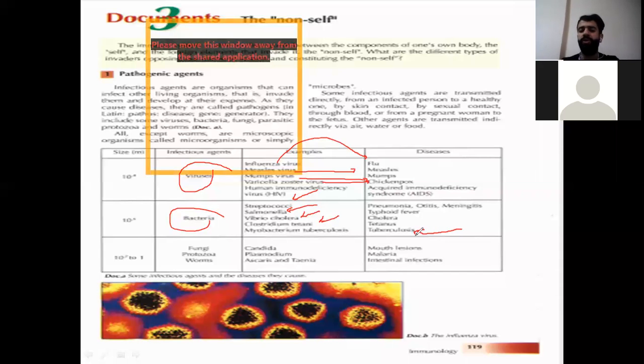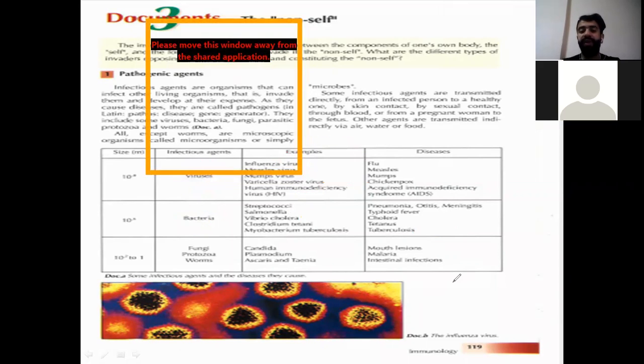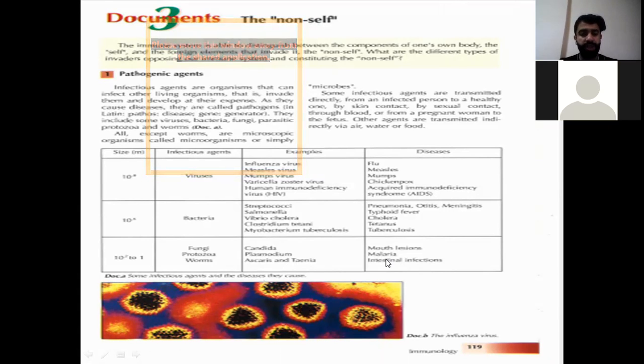You want to ask me, do you have to study these or not? You don't have to study this. Fungi, protozoa, and worms can cause mostly malaria, for example, and they can cause intestinal infections and mouth lesions. This is the influenza virus in document B that is shown under the microscope.